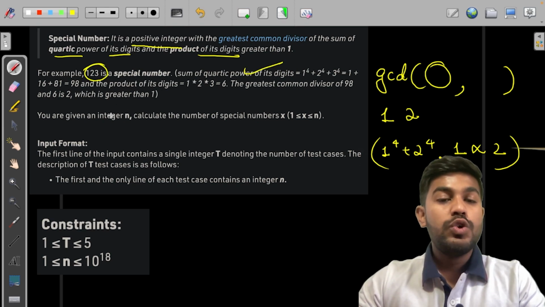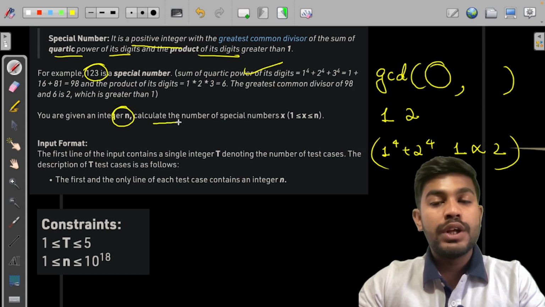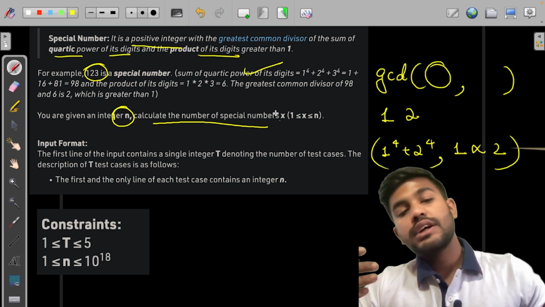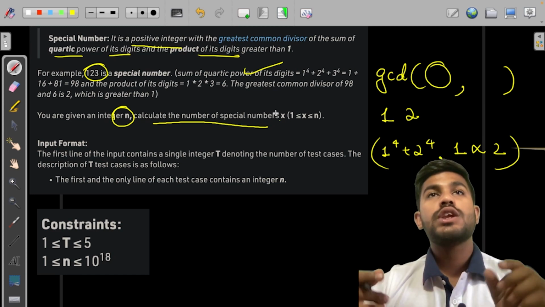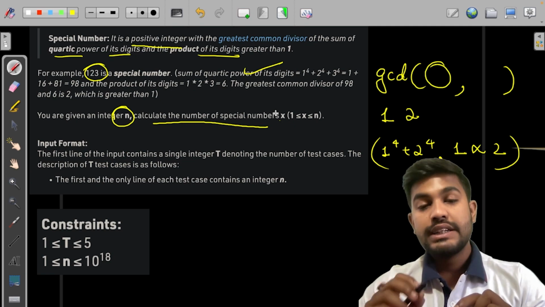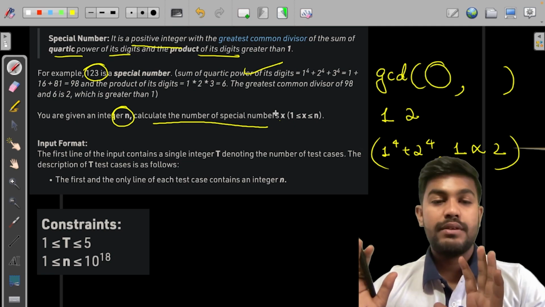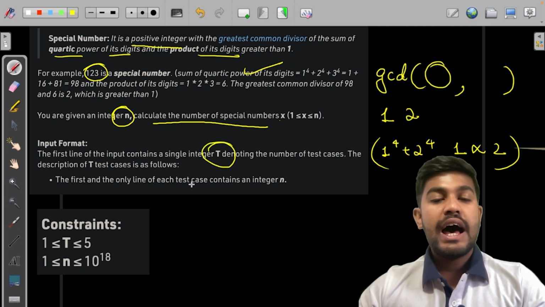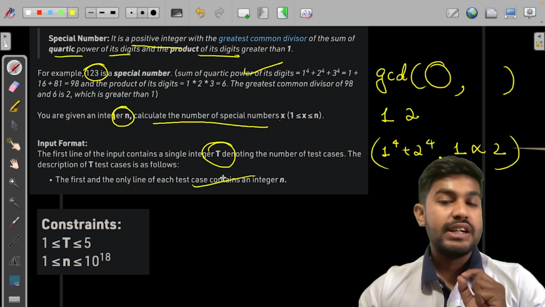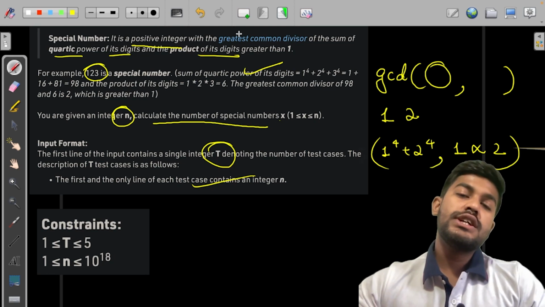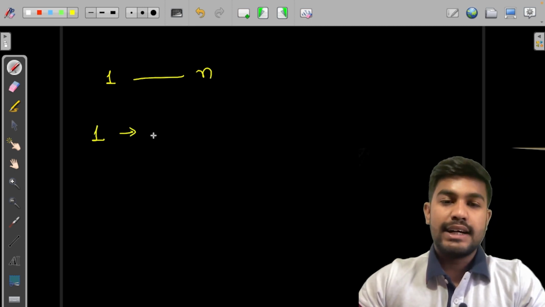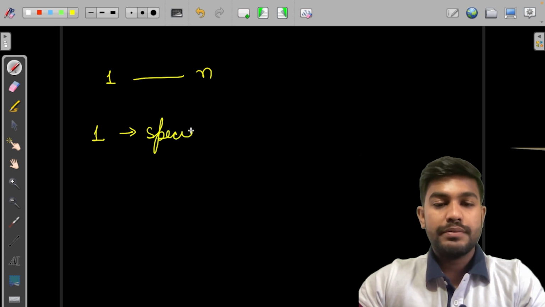Now you are given an integer and you need to count the number of special numbers x. What you need to do is count the number of special numbers from 1 till less than or equal to the value n. Now same goes for the number of test cases, and for each test case you would be given an integer. Now the brute force solution to this would be having a loop from 1 till n and checking each number if it is a special number or not.